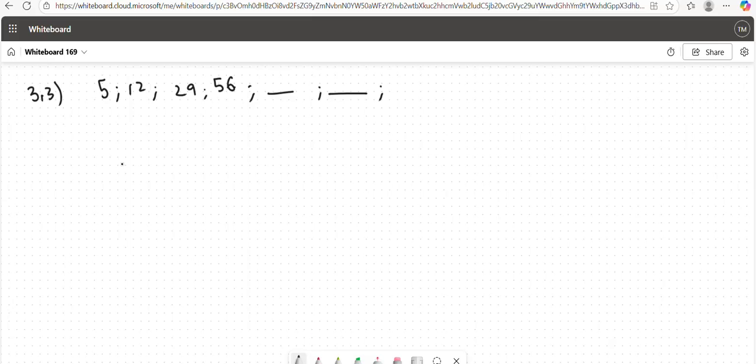Alright, so what it should look like is, what are we adding there? We're adding a 7. What are we adding there? 29 minus that guy is, let me check my calculator. I don't know. My brain has stopped working. I think that is 17. What are we adding there? 56 minus 29, 27.